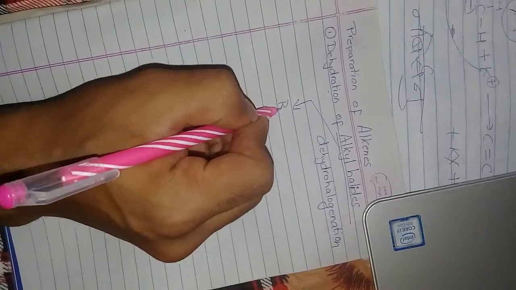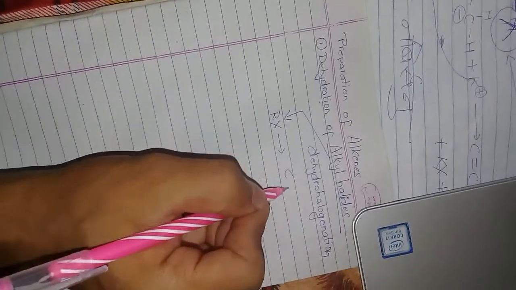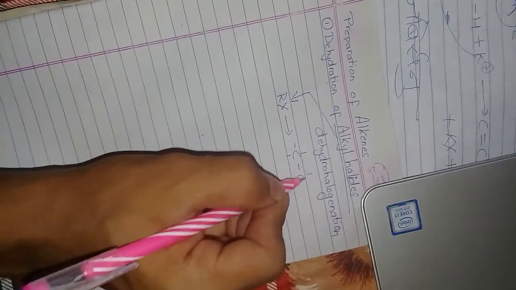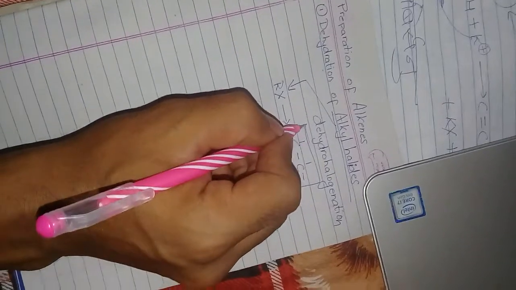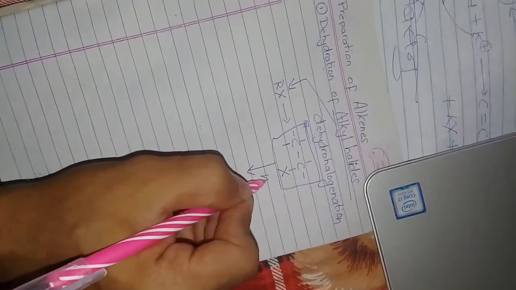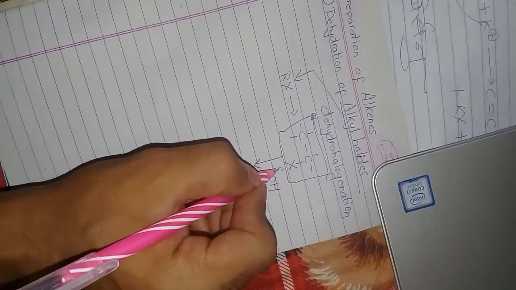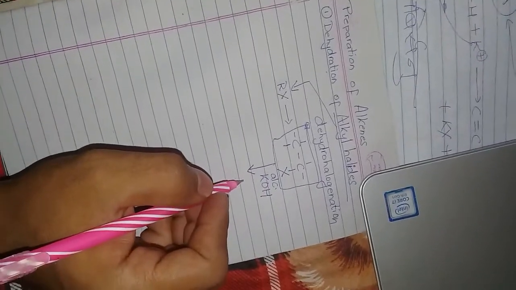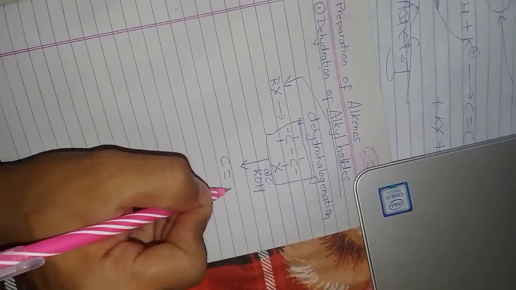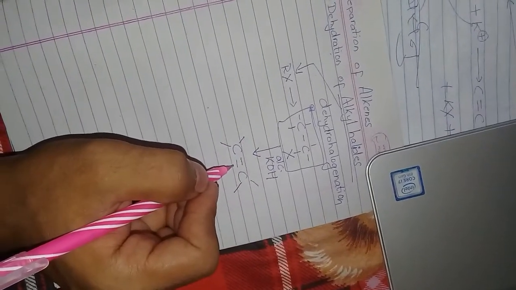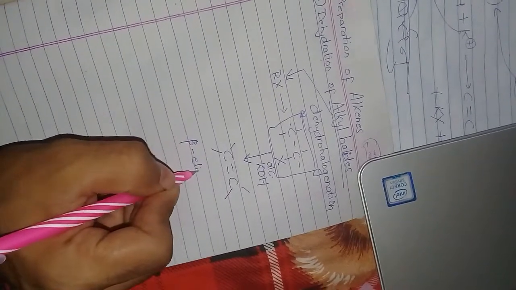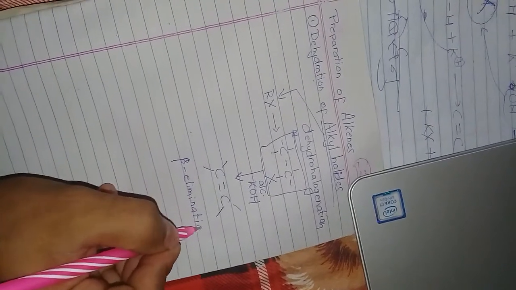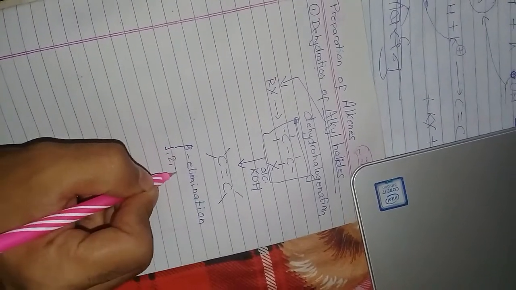Alkyl halides are also called RX, which can be written as C-X. This is known as alkyl halides. When we dehydrate this compound by using KOH, the double bond maker, alcoholic KOH, then we get C double bond C, whatever may be there. This reaction is also known as beta elimination or 1,2 elimination.